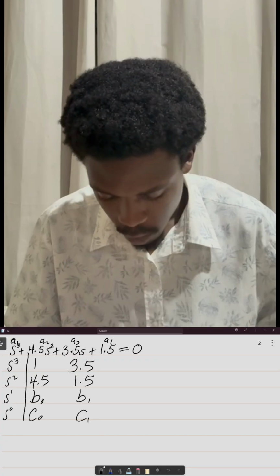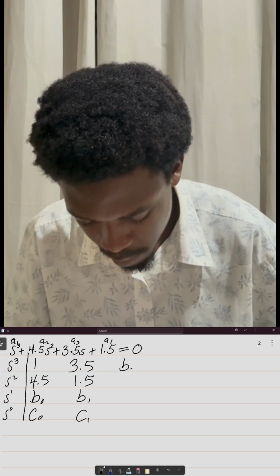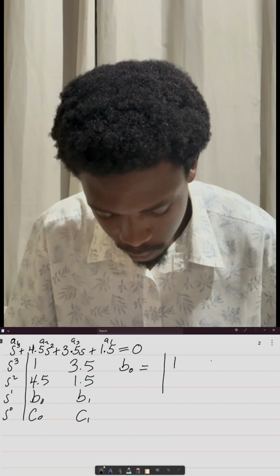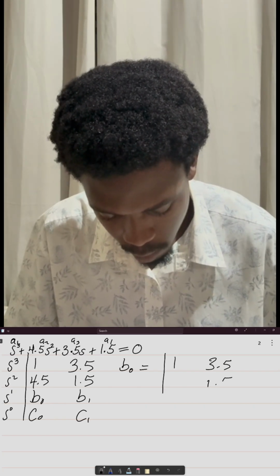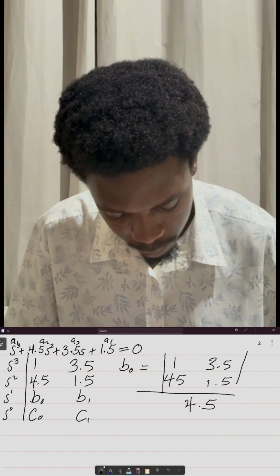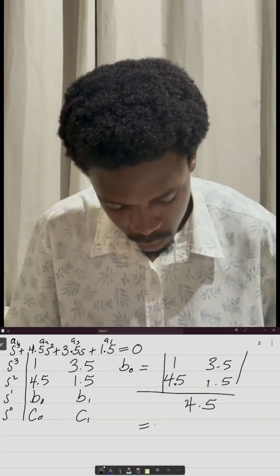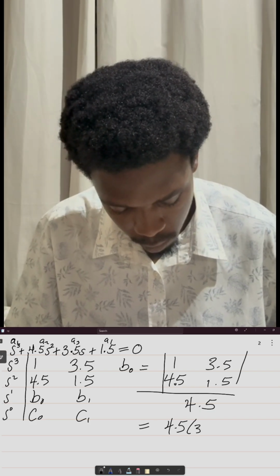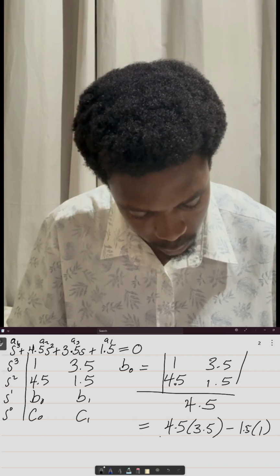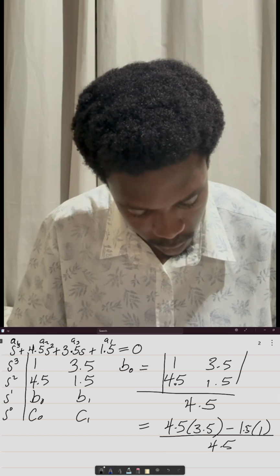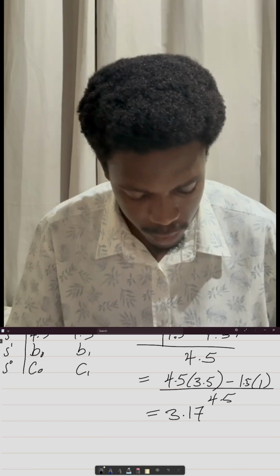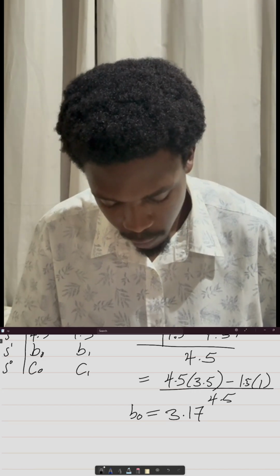To find this, we use a formula where B0 is equal to the determinant, that's 1, 3.5, 1.5, and 4.5, all over 4.5. So basically we will get 4.5 multiplying 3.5 minus 1.5 multiplying 1, all divided by 4.5, which is going to give us 3.17. So B0 is equal to 3.17.